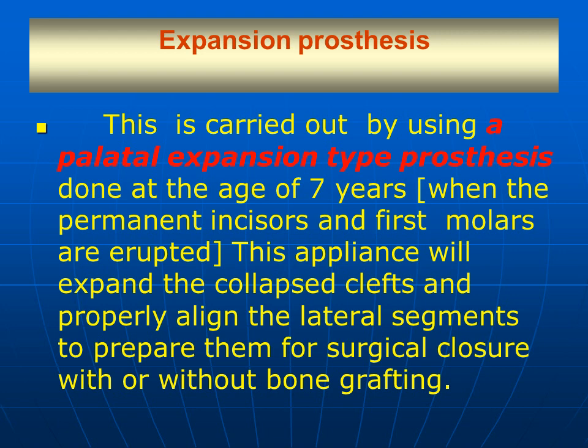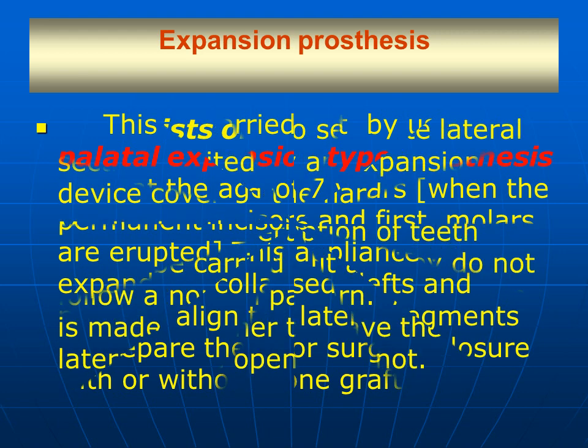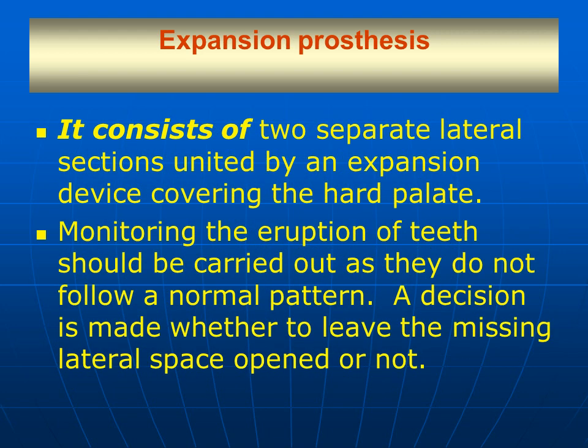These appliances will expand the collapsed cleft and properly align the lateral segments to prepare them for surgical closure with or without bone grafting. It consists of two separate lateral sections united by an expansion device and covering the hard palate, and we gradually open the expansion device to realign the lateral segments.